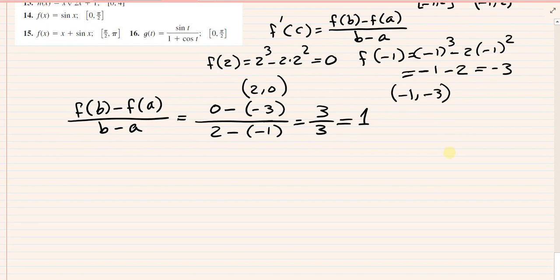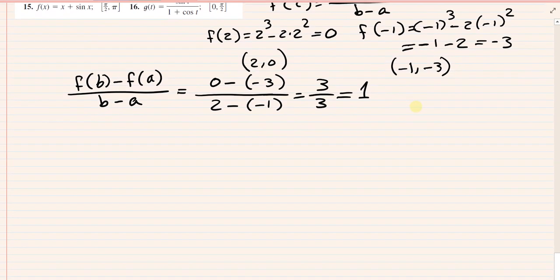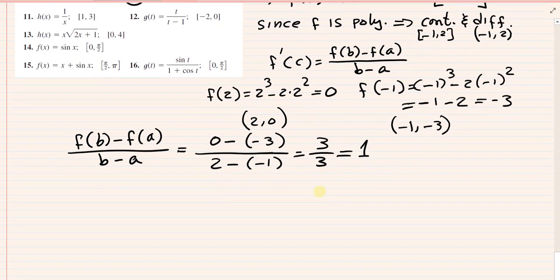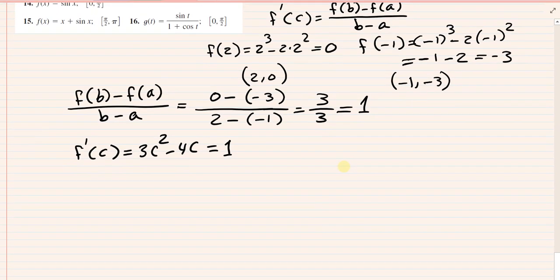So now we need to find f prime at c, right? F prime at c equals to that. We haven't found the derivative. F prime at c would be, the derivative of the function is 3c squared minus 4c. We're going to set it equal to 1, which is the slope of a secant line through those 2 points. And then we can solve this quadratic equation. We have 3c squared minus 4c minus 1 equals 0.